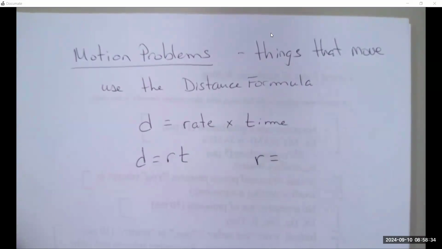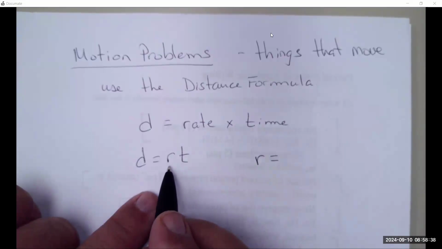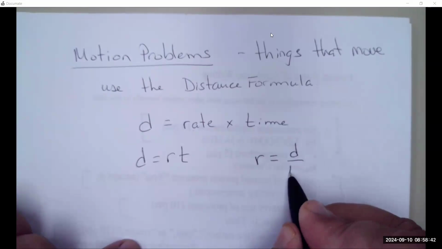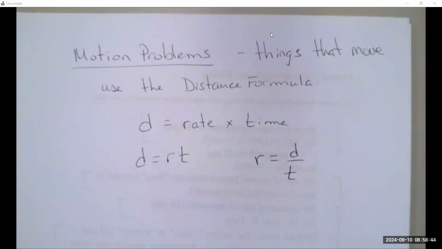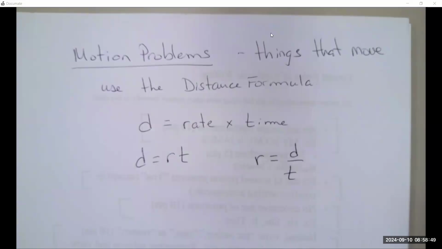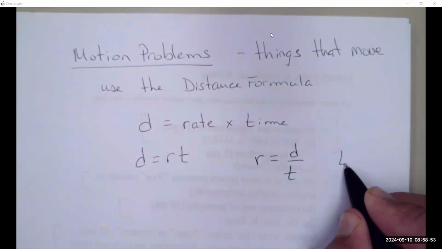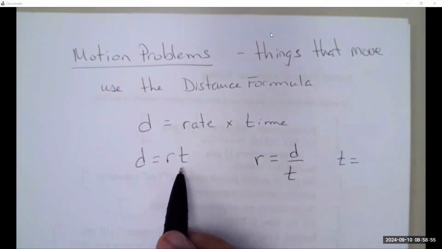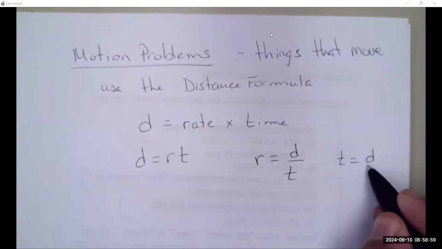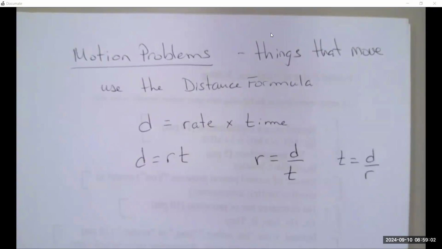So what's the rate? How fast is something moving? Well, to get the R by itself, what do we do? Divide by T. If you think about it, the speed that you drive is miles per hour, distance over time. Or the time you travel: to solve for T, we have to divide both sides by R, so the distance divided by the rate. So they all come from the same equation.